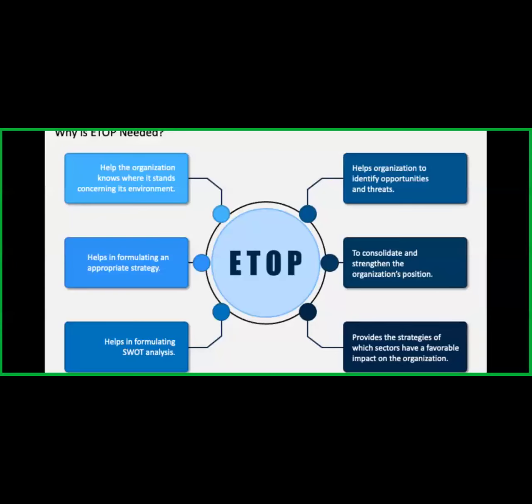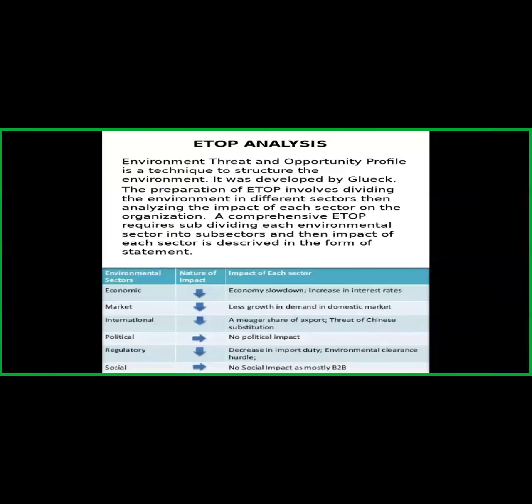So far, if you have not understood anything, please say so, or we will move on. Now, on the slide you can see how you can find out the environmental factors, then the nature of the impact and the impact of each sector. This is for a particular company, just an example of how ETOP analysis is done.